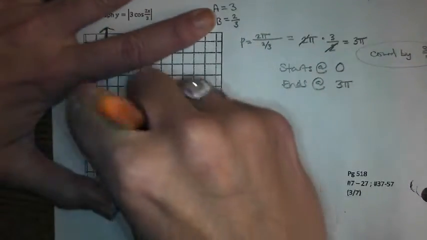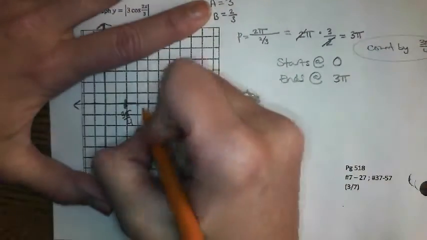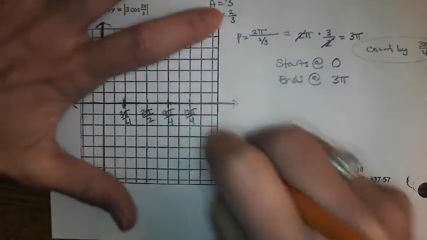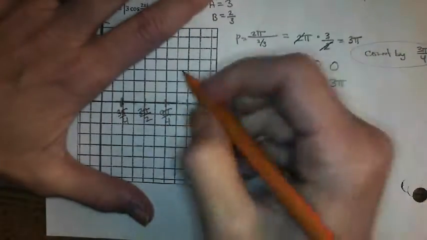So the 6 pi over 4 is going to reduce to 3 pi over 2. And the 12 pi over 4 is going to reduce to just 3 pi.